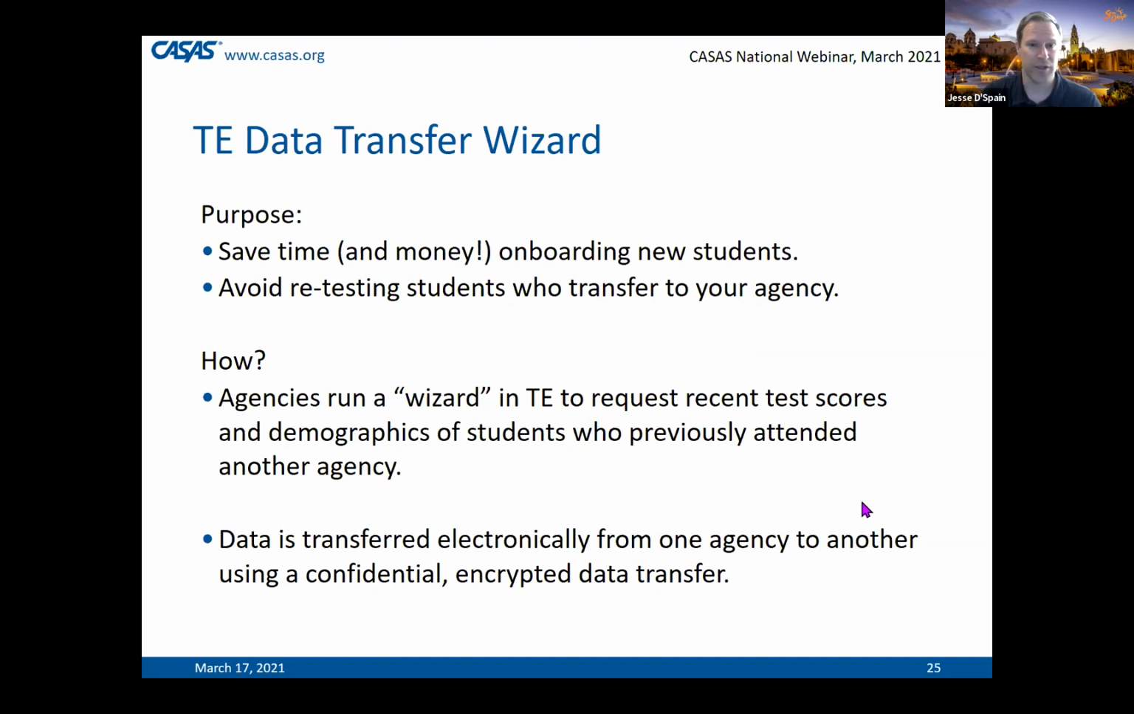Ideally, what you're going to do is every 70 hours or every 100 hours, you're going to give them a new test and see how they've done. And that even includes, if you think outside the box a little bit, a previous agency. So this allows you to bring that data in. You're going to run a wizard, and you can get test scores and demographic data. And again, it's transferred electronically, confidential and encrypted.